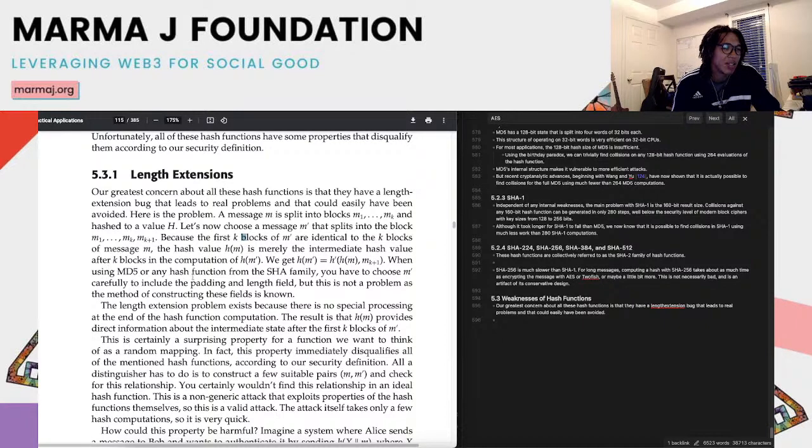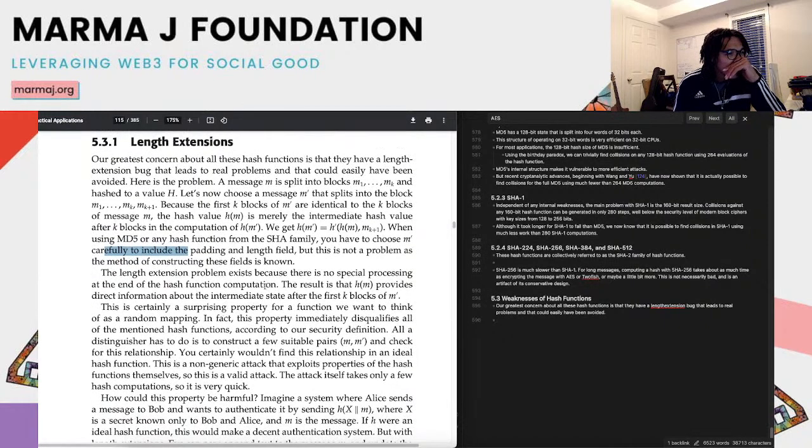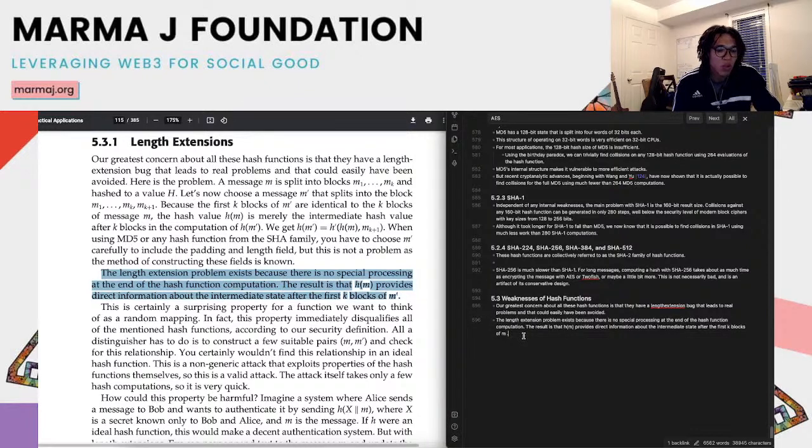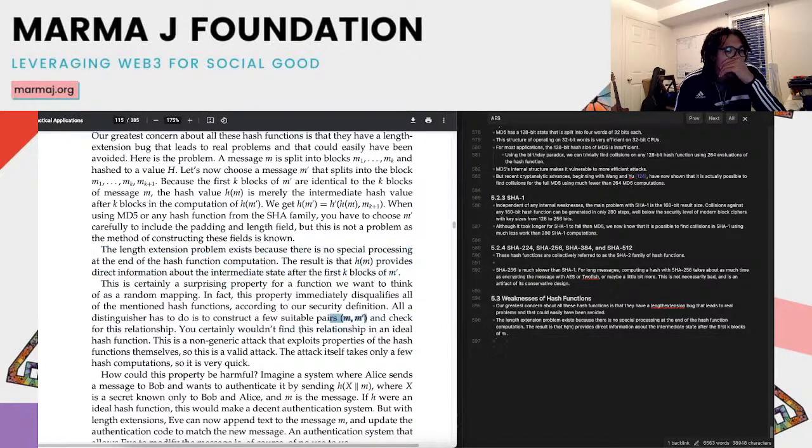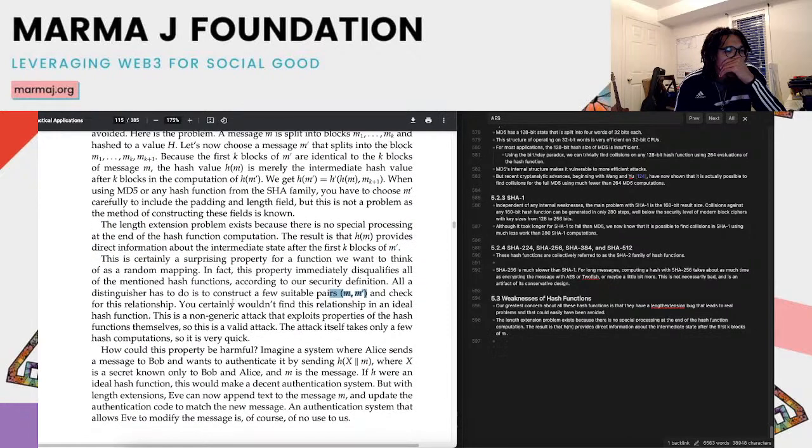When using MD5 or any hash function from the SHA family, you have to choose m carefully to include the padding and length field. But this is not a problem as the method of constructing these fields is known. The length extension problem exists because there is no special processing at the end of the hash function computation. The result is that h(m) provides direct information about the intermediate state after the first k blocks of m. This is certainly a surprising property for a function we want to think of as a random mapping. In fact, this property immediately disqualifies all of the mentioned hash functions. According to our security definition, all a distinguisher has to do is to construct a few suitable pairs, m and n, and check for this relationship. You certainly wouldn't find this relationship in an ideal hash function. This is a non-generic attack that exploits properties of the hash functions themselves, so this is a valid attack. The attack itself takes only a few hash computations, so it is very quick.